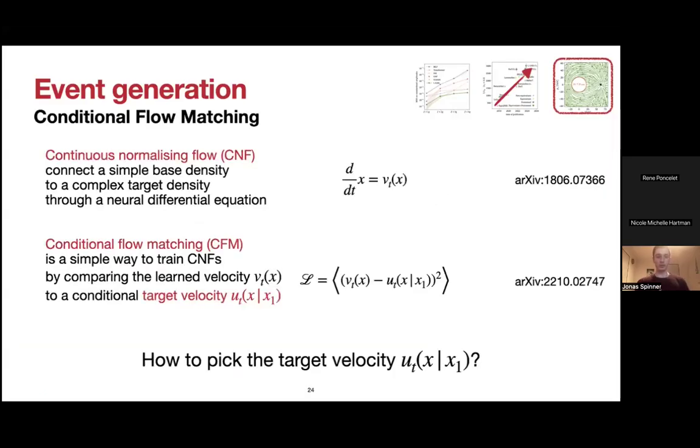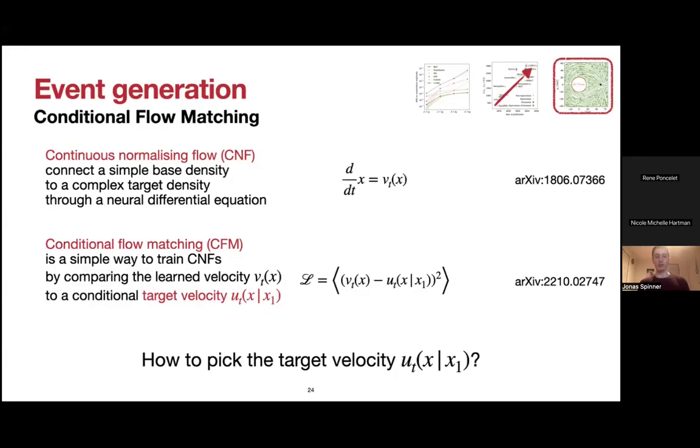Okay, so now how do we set up the generative model? We use continuous normalizing flows. The idea here is to connect a simple base density, which could be, for instance, a Gaussian distribution, to a complex target density, which is our physical phase space. And the connection happens through a differential equation, which essentially interpolates smoothly between the two. So if you want to go from the base density to the target density, then you just integrate over this differential equation. And it's a neural differential equation because the velocity field in this differential equation is a neural network.